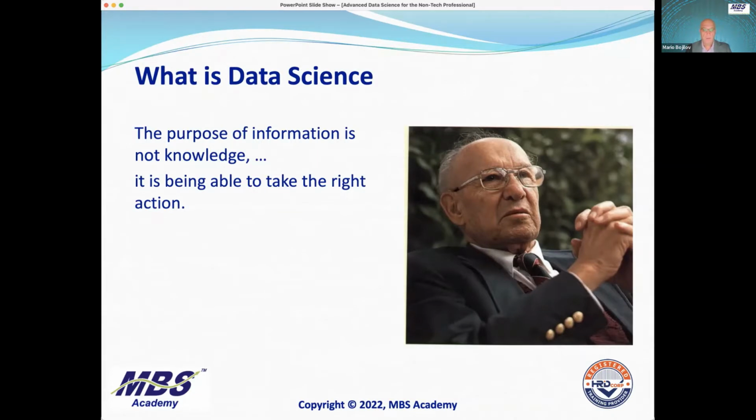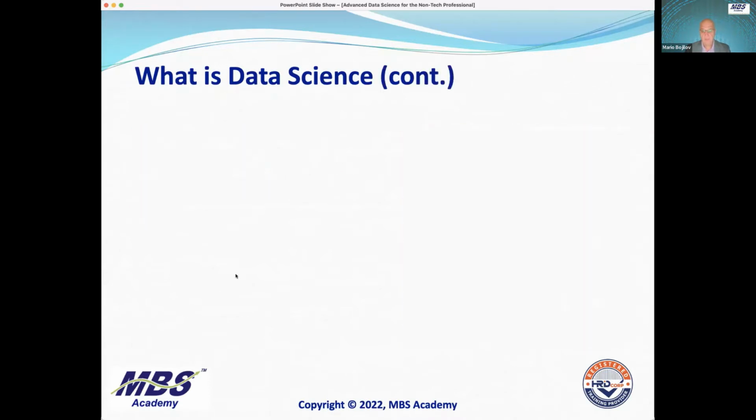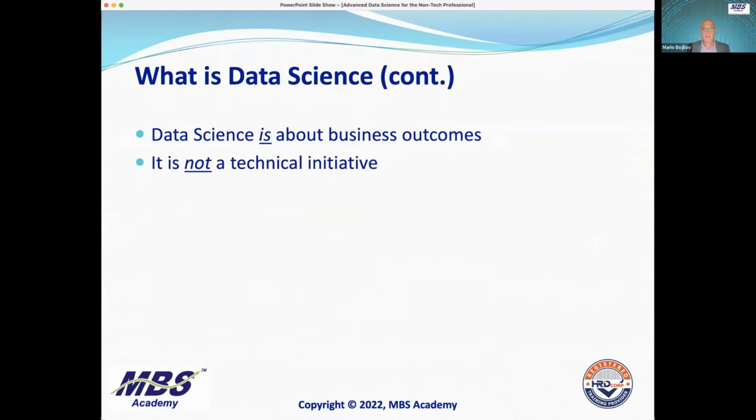Now, some other considerations in relation to data science. Data science is about business outcomes. Okay, this actually fits back into what I was just saying that Peter Drucker mentioned. So we want to focus on the business. No matter what we do, we want to focus on the business outcome. It is not a technical initiative. This is a really important thing.